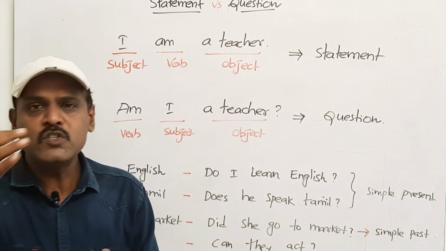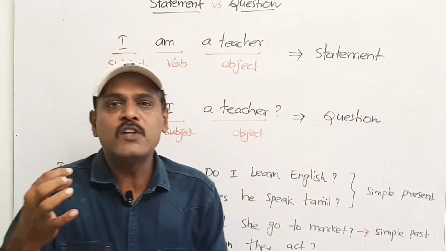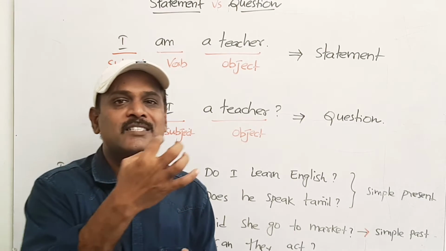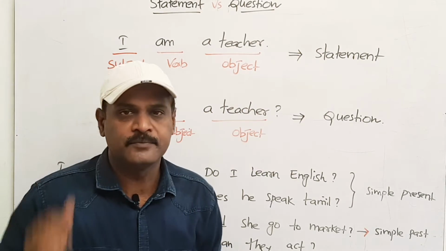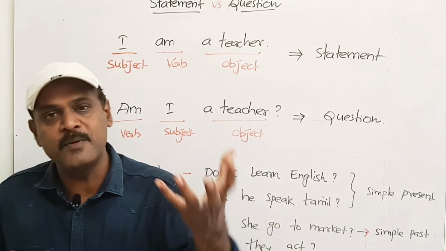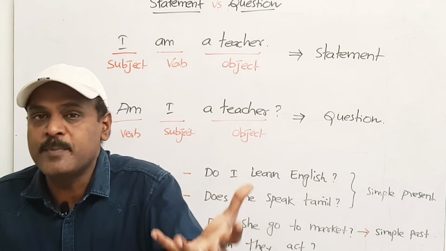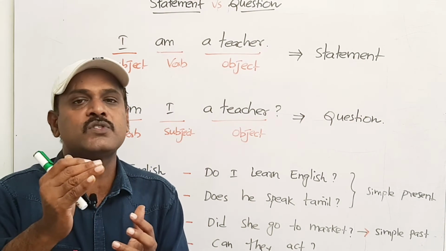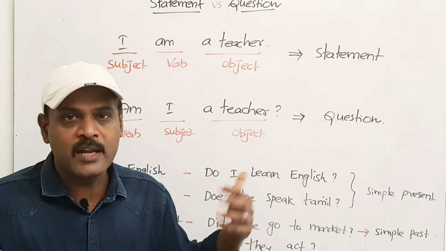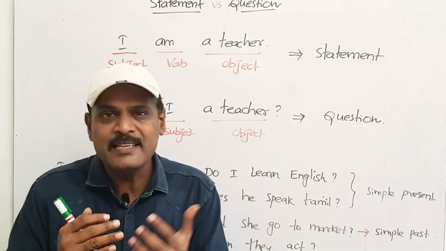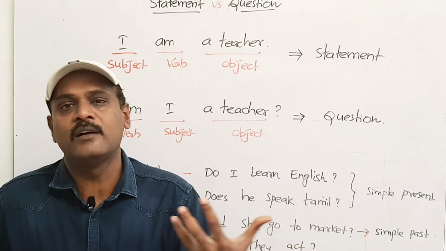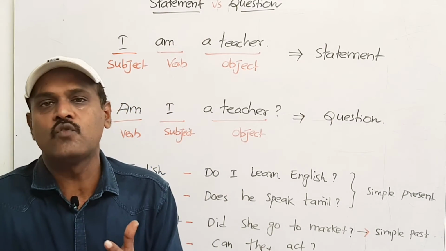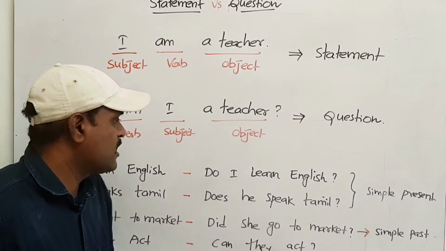And you want to know something: if you want to convert statements into questions, we need to know what kind of tenses they are in. Do they have helping verbs or a main verb? In case they have main verbs, we need to use words like do, does, did. In case they have helping verbs like can, will, shall, we can simply change them into questions. Now look at some examples.